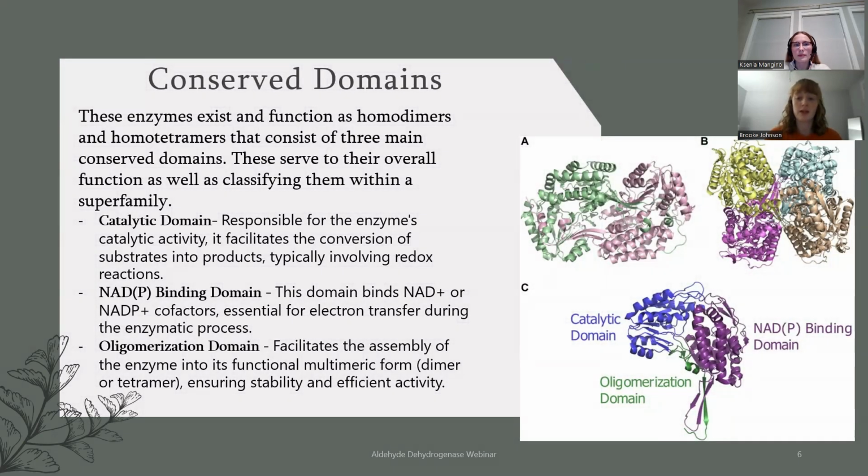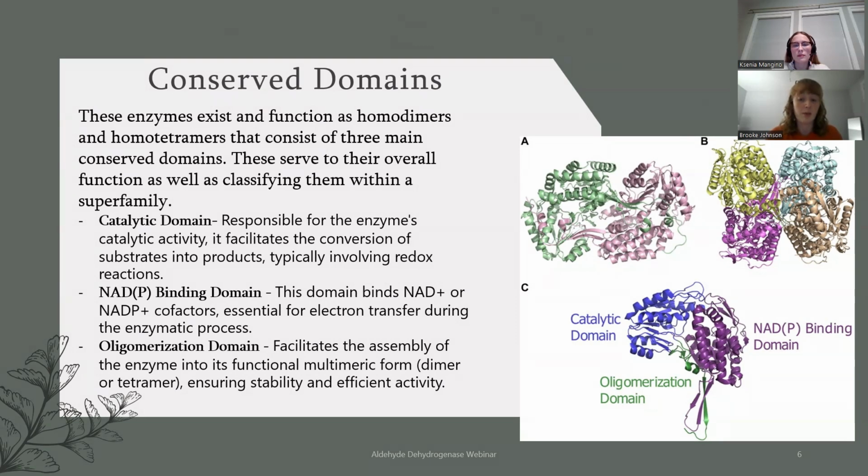A conserved domain is a recurring unit in a polypeptide chain that is made up of a conserved sequence pattern or motif. That being said, these enzymes exist and function as homodimers and homotetramers that consist of three main conserved domains. These serve their overall function as well as classifying them within a superfamily. These consist of the catalytic domain, which is responsible for the enzyme's catalytic activity. It facilitates the conversion of substrates into products, typically involving redox reactions.